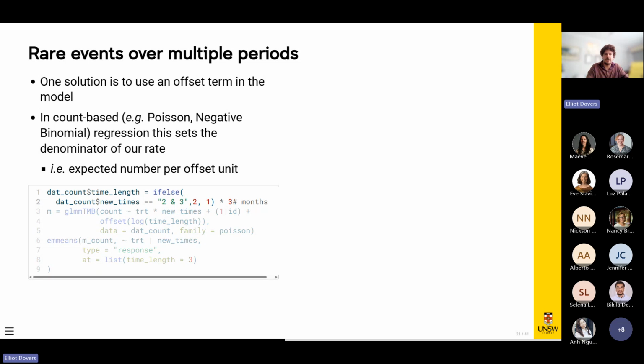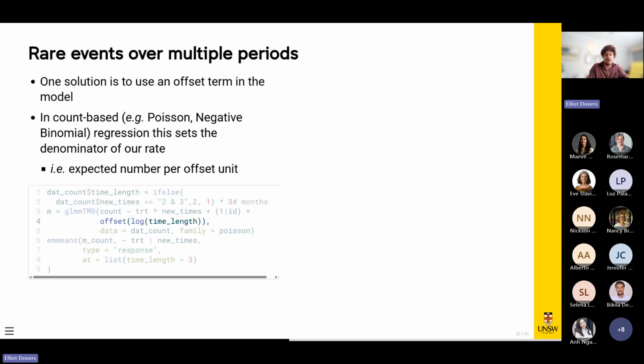And so we can do this in R pretty easily. Now I'm just adding a time length variable to our count data set. It's just going to be 2 when we're in our joined time period, or 1 otherwise, and I'm going to times it by 3 months. So it's now a measure of months. And then we just add into our formula a term that's wrapped in an offset function. And we do need to put this through our link function. I know that in this case, the link function for a Poisson is just a log link. And so we just take the log of the time length.